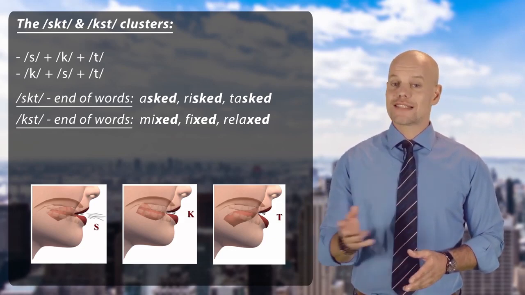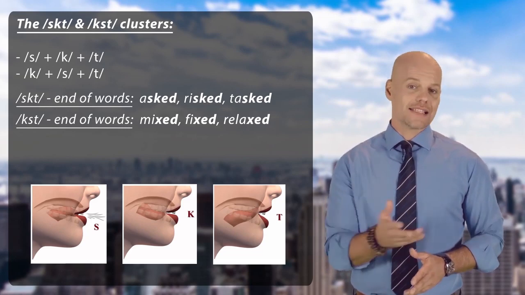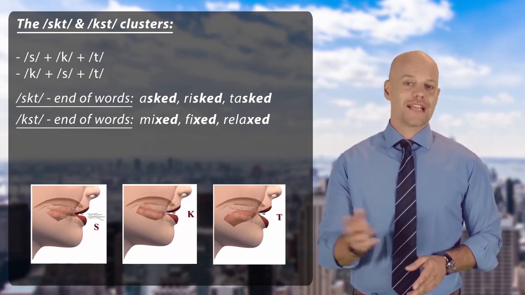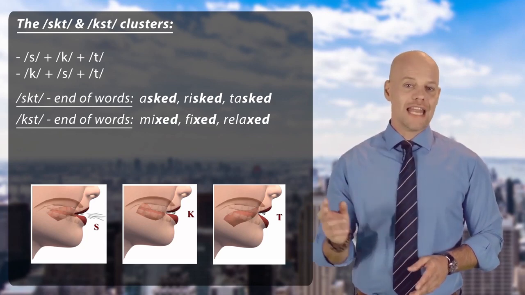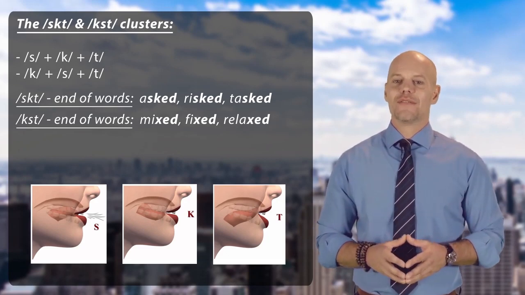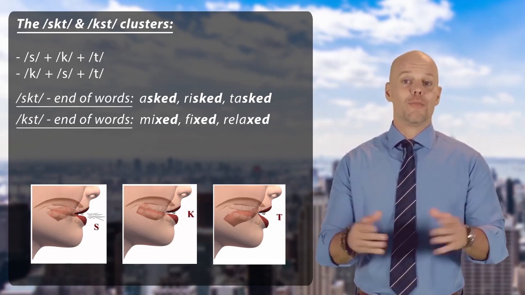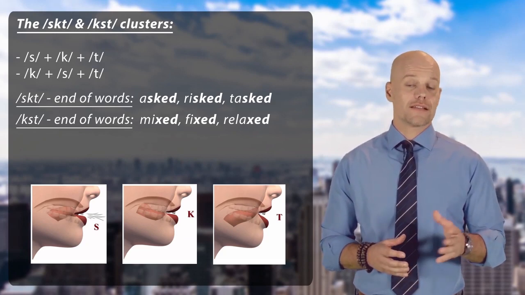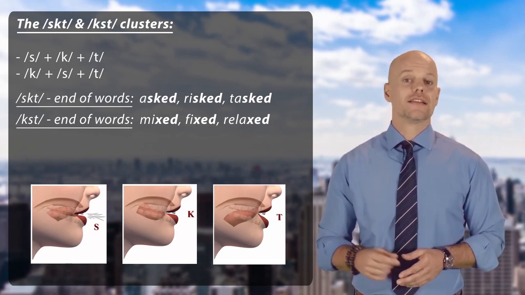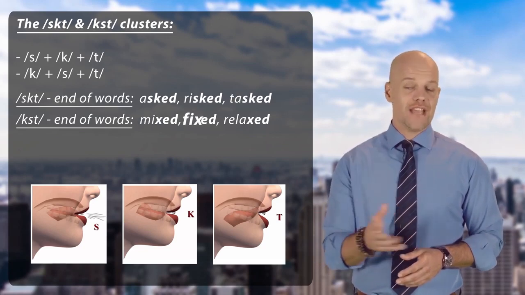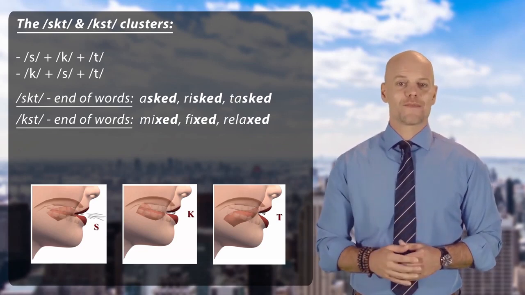Asked, risked, tasked, mixed, fixed, relaxed. If this is difficult, then divide the clusters into two parts and first practice saying the words without the final t sound. Ask, risk, task, mix, fix, relax.